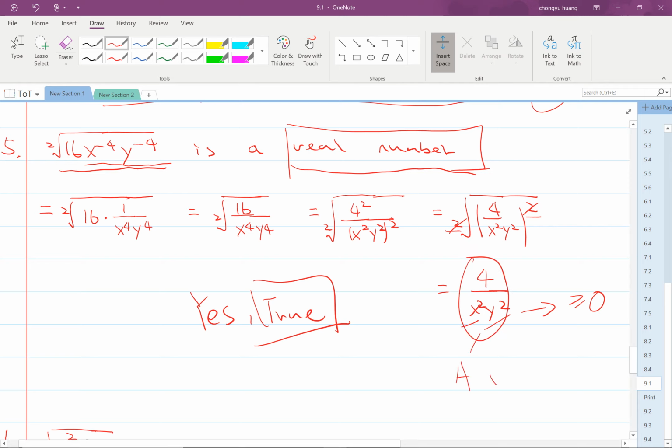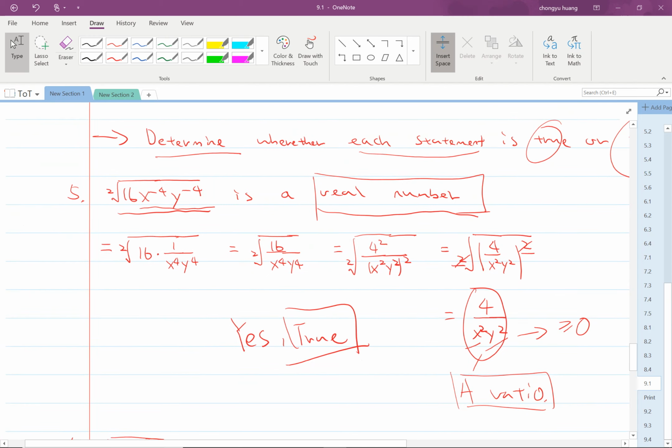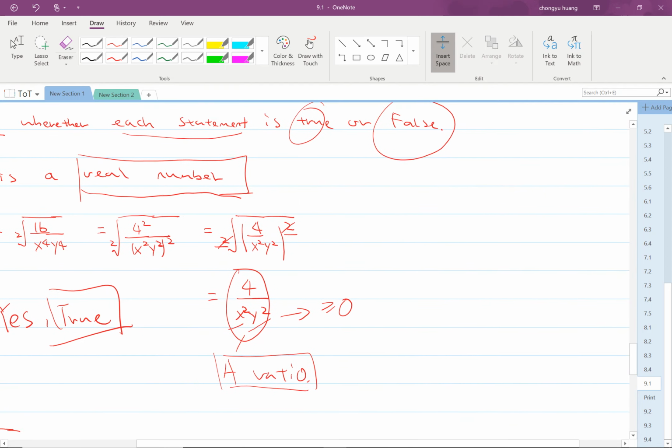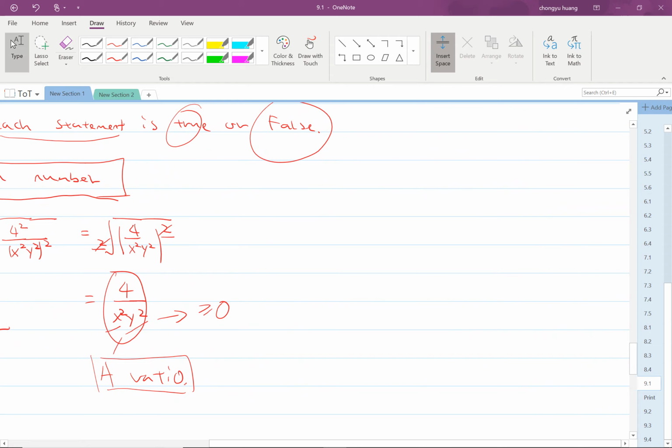A ratio, right? Another way you can say is, because this is a real number, it can be written as a ratio. So one of the things I want to include over here, let me write it down. So we have all the numbers as the real numbers.